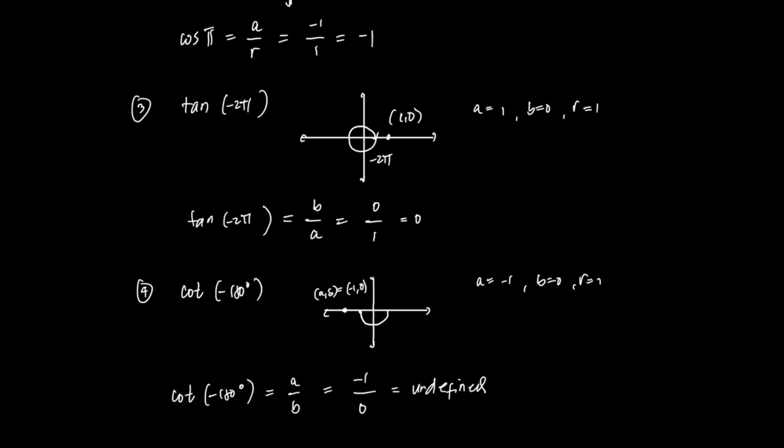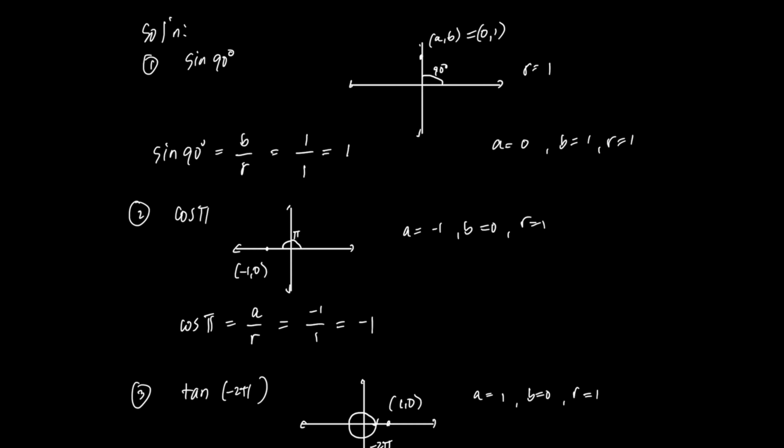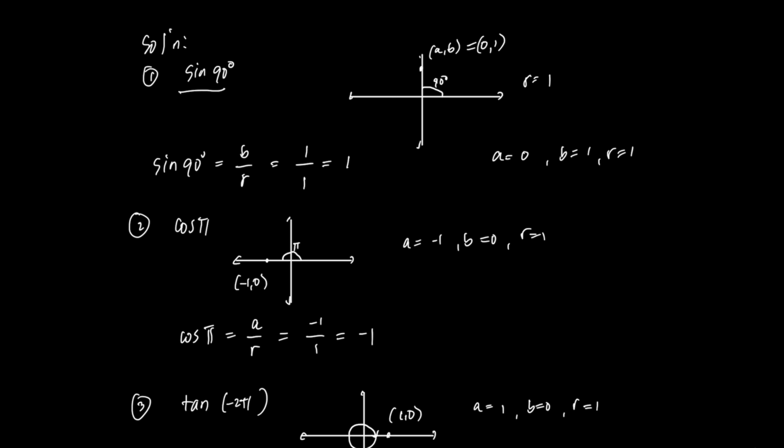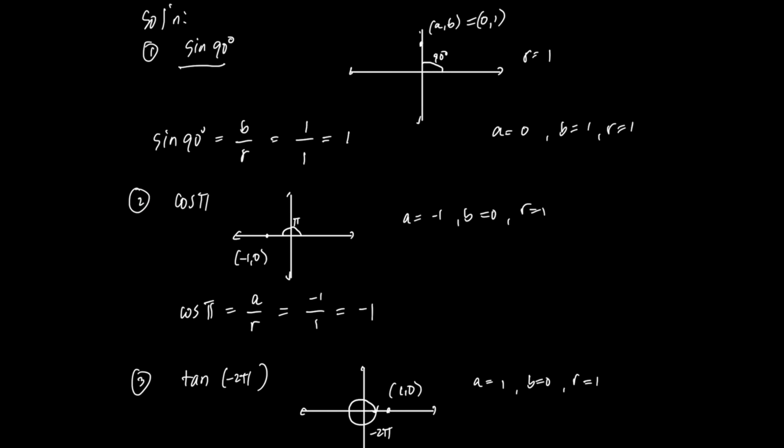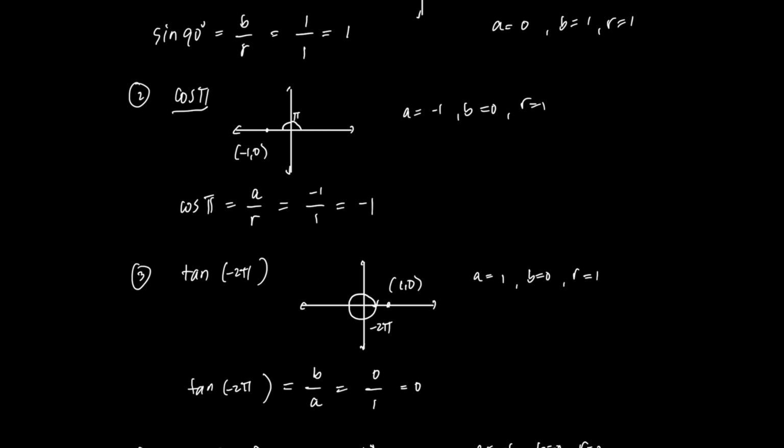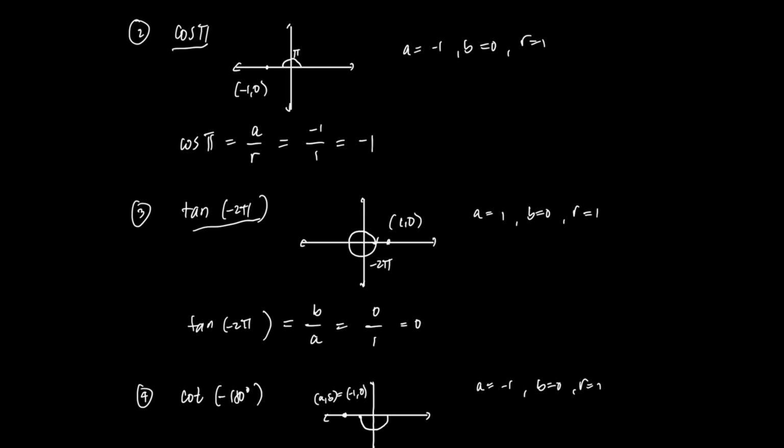Okay, so again guys, here you can also find the other trig functions of 90 degrees aside from sine. Also here, you can find sine pi, tangent pi, and the other trig functions. Same with the negative 2 pi and negative 180 degrees. So these are just samples, guys, in finding the values of the trig functions if the terminal side, or the angle, is a quadrantal angle.